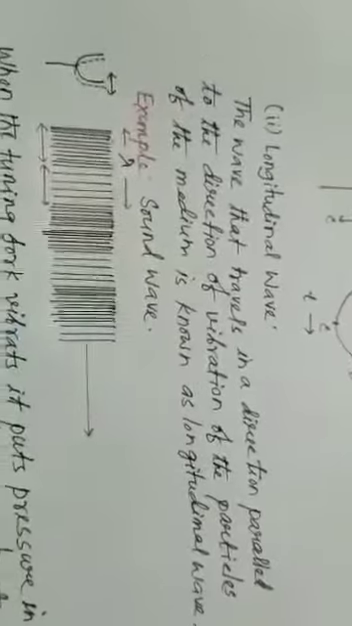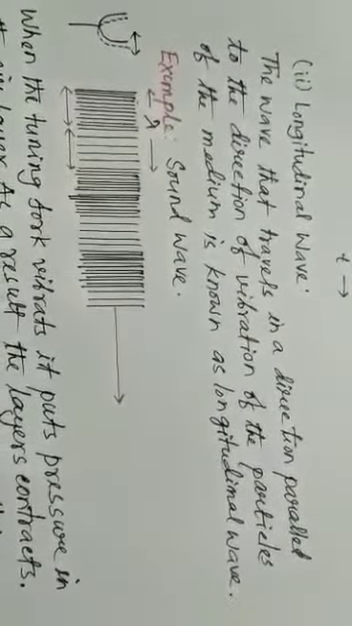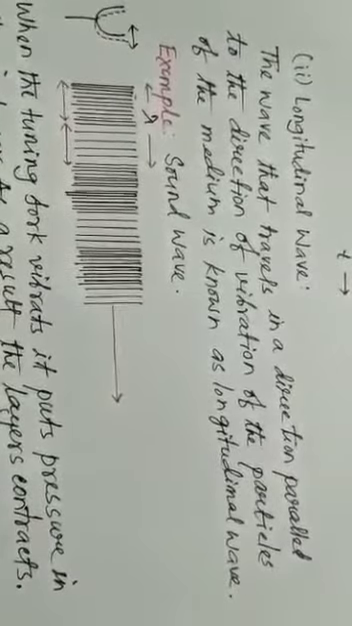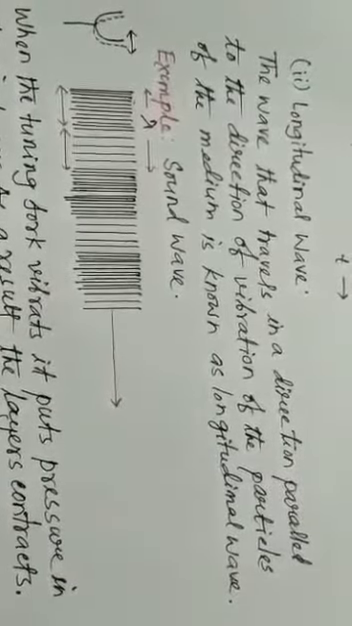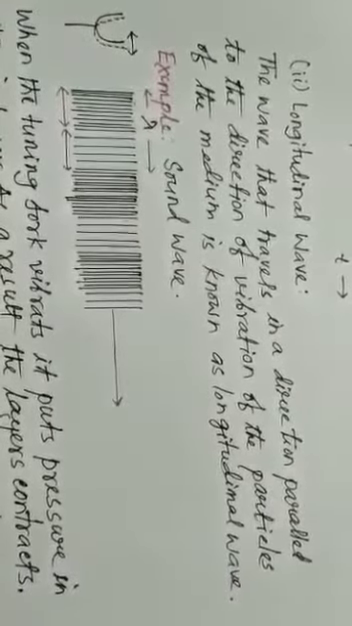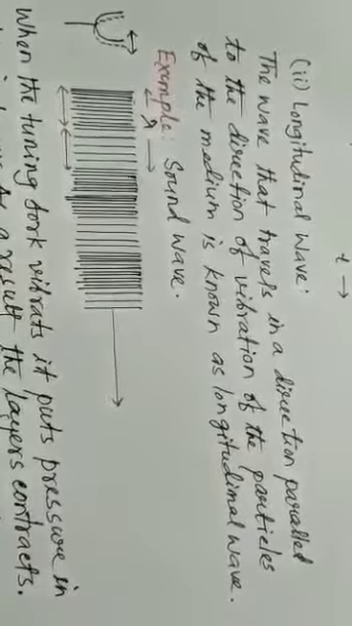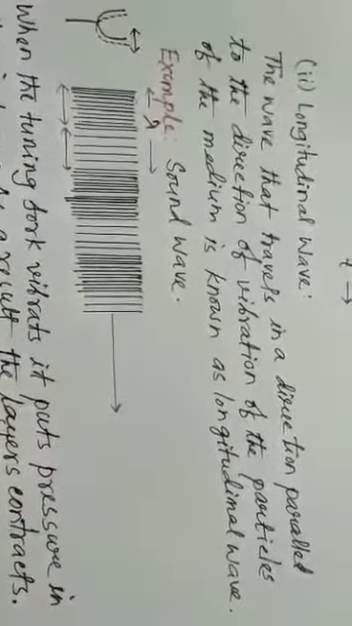Now we are going to talk about the longitudinal wave, which is just opposite of the transverse wave. In a transverse wave, the angle between the direction of the wave and the vibration of the wave making particle was 90 degrees, and here the angle will be 0 degrees, or there will be no angle.